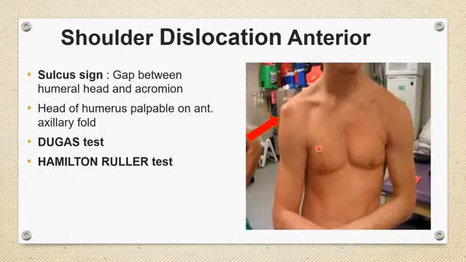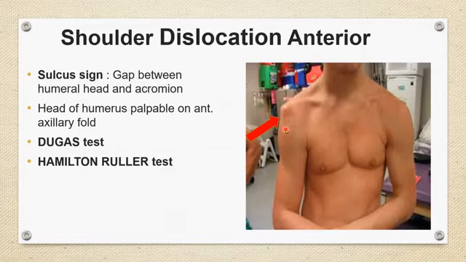On palpation, you may also find the sulcus sign. That means you may find a gap between the acromion and the head of the humerus. If you try to insinuate your fingers into the shoulder between the head and the acromion, on the normal side you cannot, but on the dislocated side you may easily insinuate your finger. So that is called the sulcus sign.